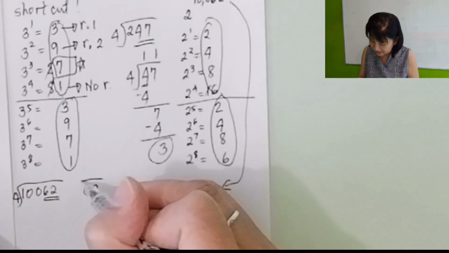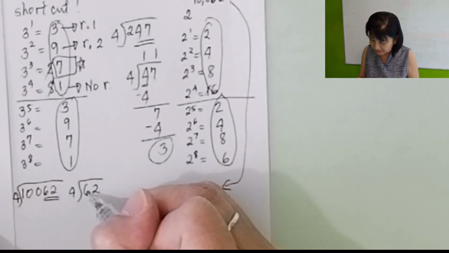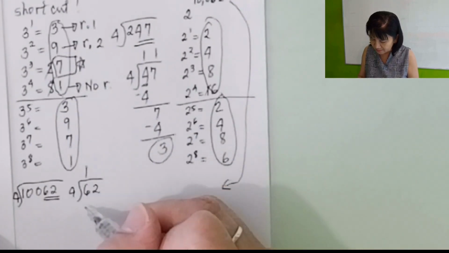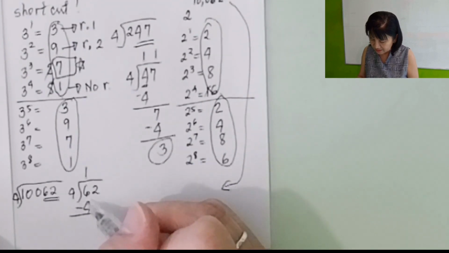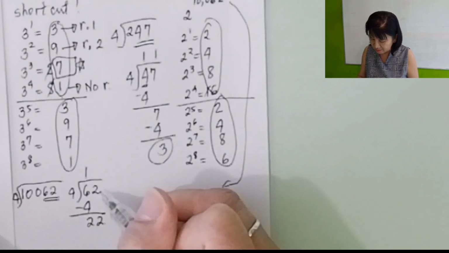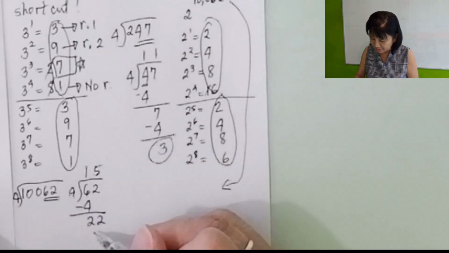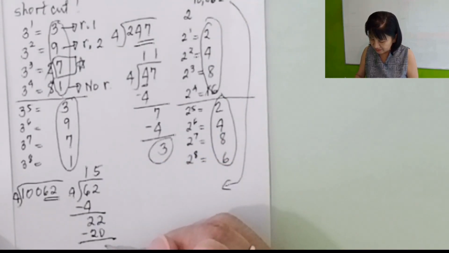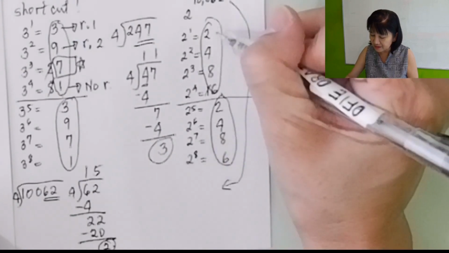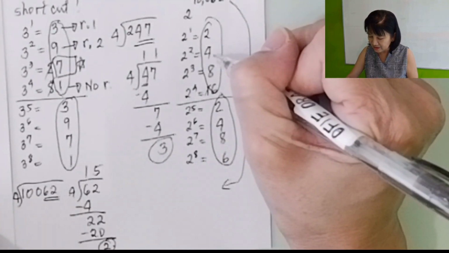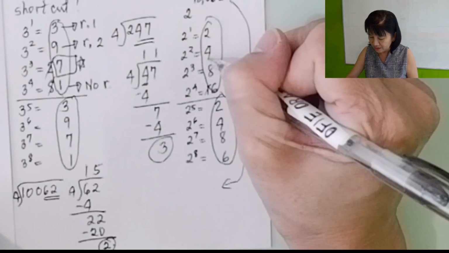You divide the last 2 digits by 4. 6 divided by 4, 1. 1 times 4 is 4. 6 minus 4 is 2. 22. Bring down 2. 22 divided by 4 is 5. 5 times 4 is 20. So the remainder is 2. Since the remainder is 2, your last digit will be 4.